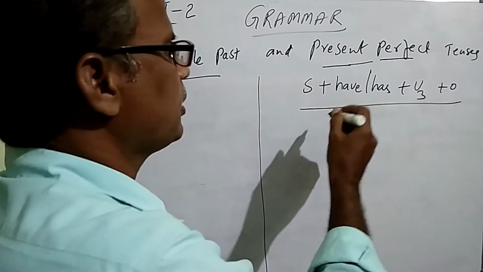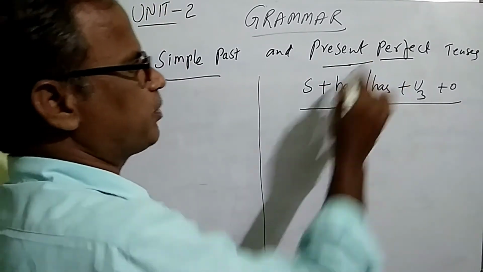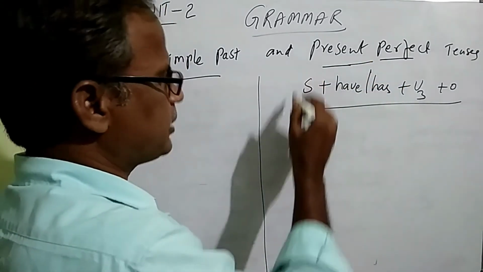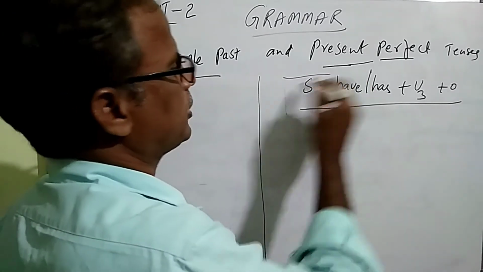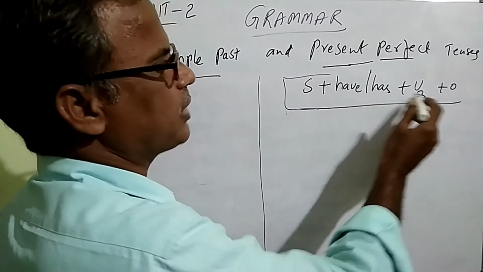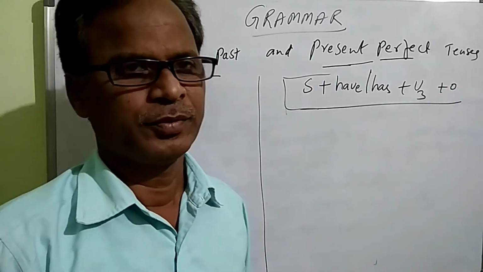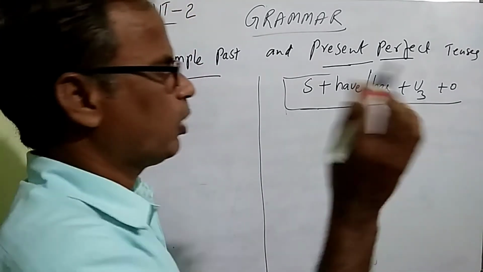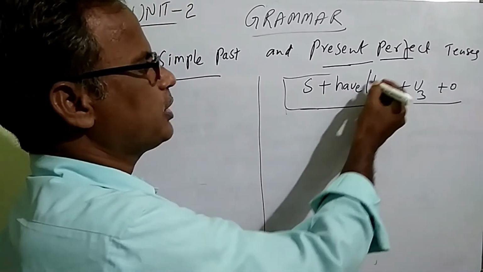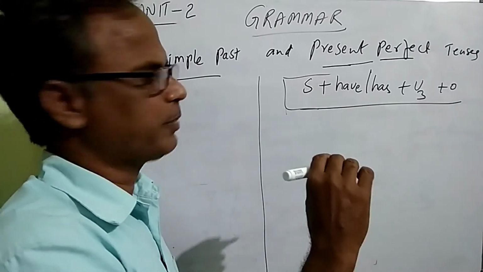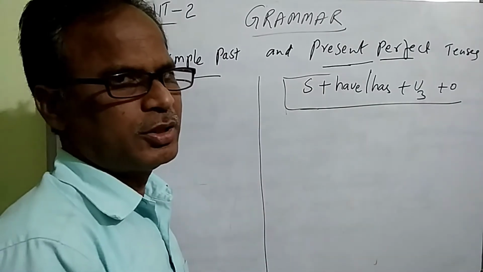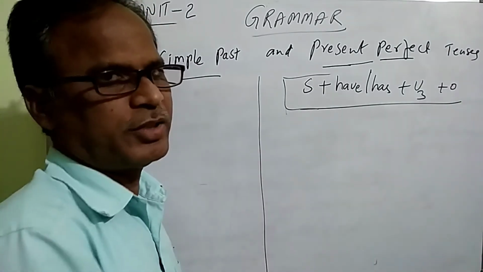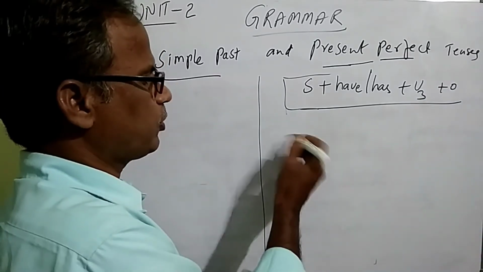That is why, simply to understand, present perfect tense has some structure. The structure is: subject, have or has, V3, plus object. You also have to know that these are helping verbs. How do we use these helping verbs? With which persons, which subjects do we use them? Let me write it here.